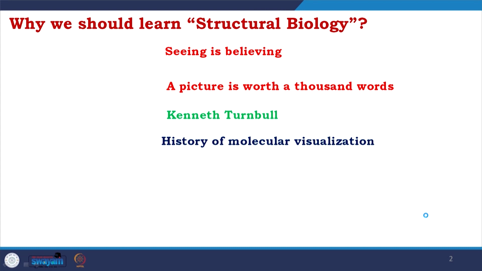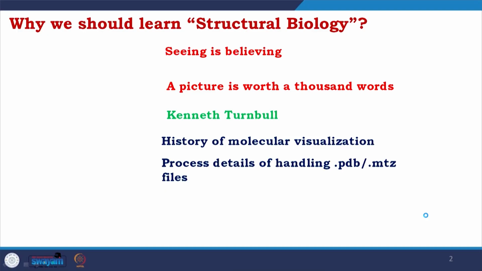very interesting for you to know how the visualization actually happened, from where it started, from where people started the idea of making it computational, and what they did before computation. All of this would be under the history of molecular visualization. Then come the process details of handling PDB and MTG files. In the last modules we said the structure is deposited under PDB, and MTG is where you get the electron density. So for an X-ray crystallographic structure or for cryo-electron microscopy you need an electron density map. We will talk about them.